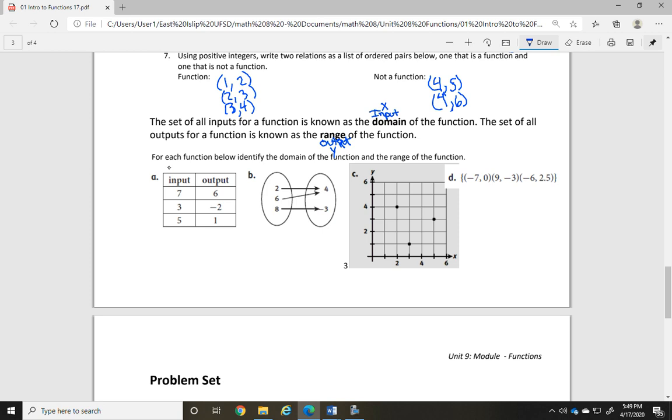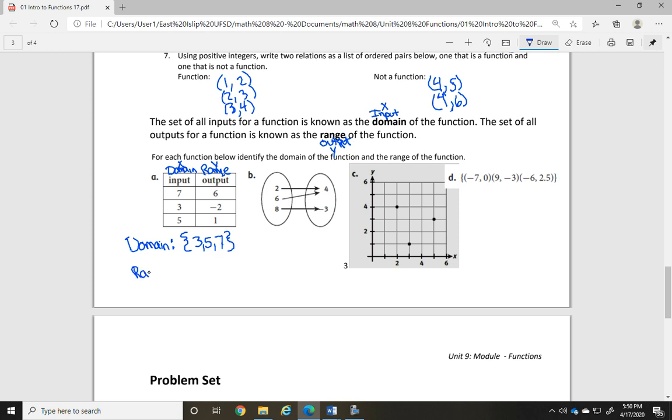So in place of input, I can write domain, or I can write x's. For output, I could call it the range, or I could call it the y's. When it asks us to identify it, they want us to write out something like this. They want us to say that the domain, in this case, consists of, I'm going to put it in numerical order, the numbers 3, 5, and 7. And it's a set of numbers, so it goes in squiggly brackets.